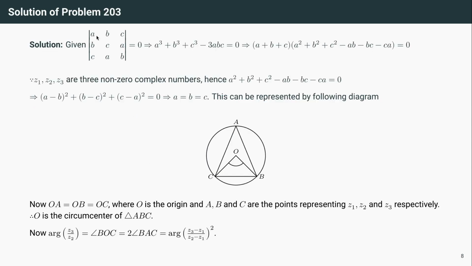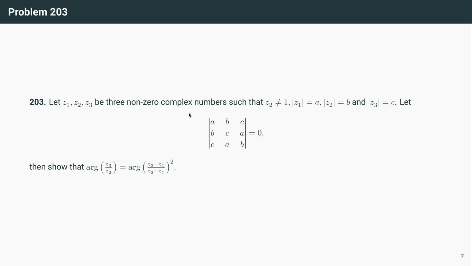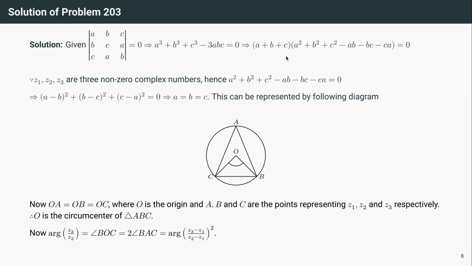So since we are given that these three are non-zero complex numbers, we have from this determinant a cube plus b cube plus c cube minus 3abc is equal to 0. Now, since these are non-zero, a plus b plus c will not be equal to 0. And since this is not equal to 0, the second part must be equal to 0. That is a square plus b square plus c square minus ab minus bc minus ca should be equal to 0. And from here, we infer that a is equal to b is equal to c.